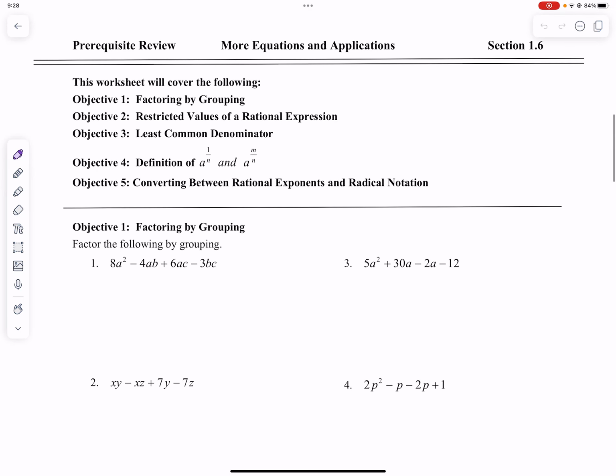This is section 1.6, prerequisite review for more equations and applications. We will factor by grouping. We will find the restricted value of a rational expression. We will find the least common denominator. We will define these two exponential expressions, and then we will convert between rational exponents and radical notation. So lots to do. Let's begin by factoring with grouping.